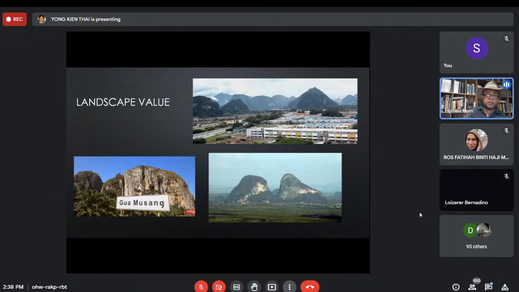Bukit Cabang, the one bottom right. I can't imagine Perlis landscape without these two. To me, that represents Perlis. And then the top long one, that one is Ipoh.